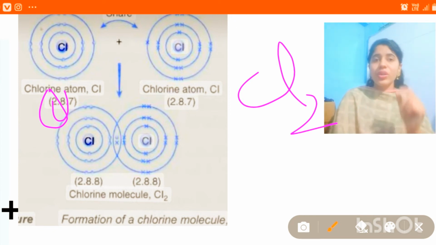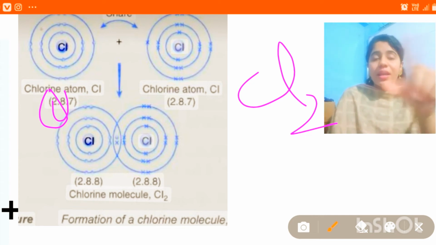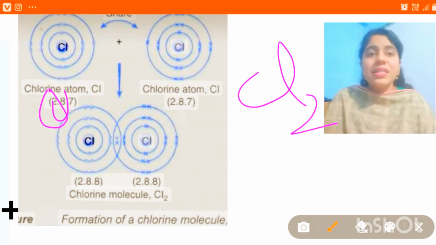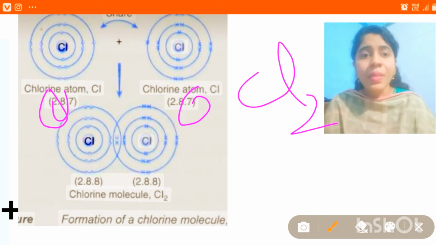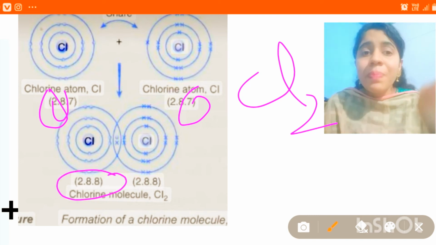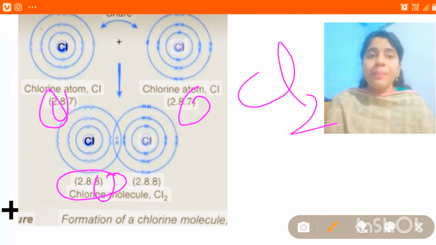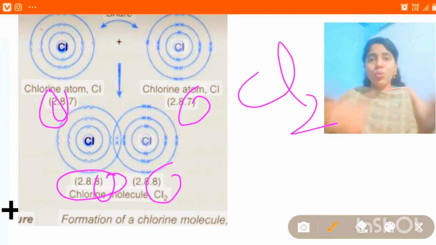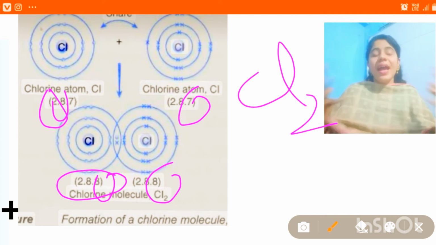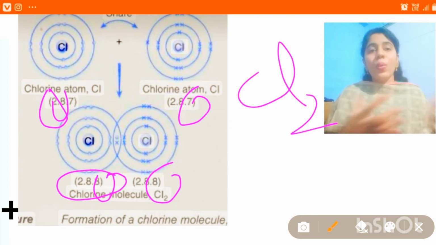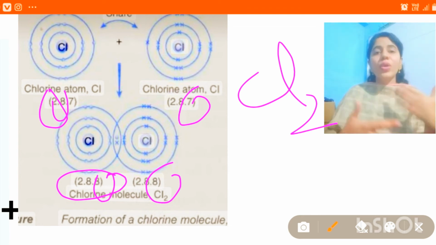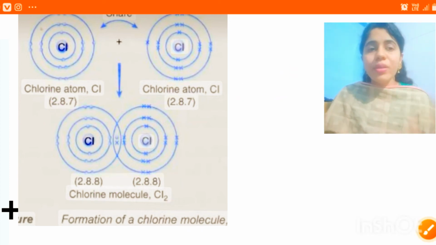So what does this chlorine do? It shares with another chlorine atom. When it undergoes sharing, we can clearly observe in the slide that in the third shell we can count 8 electrons by sharing with the neighboring chlorine atom. Both chlorine atoms become stable. Hence this type of bonding is called sharing of electrons, where electrons are not transferred, just shared, like holding hands. This is seen in the chlorine molecule.